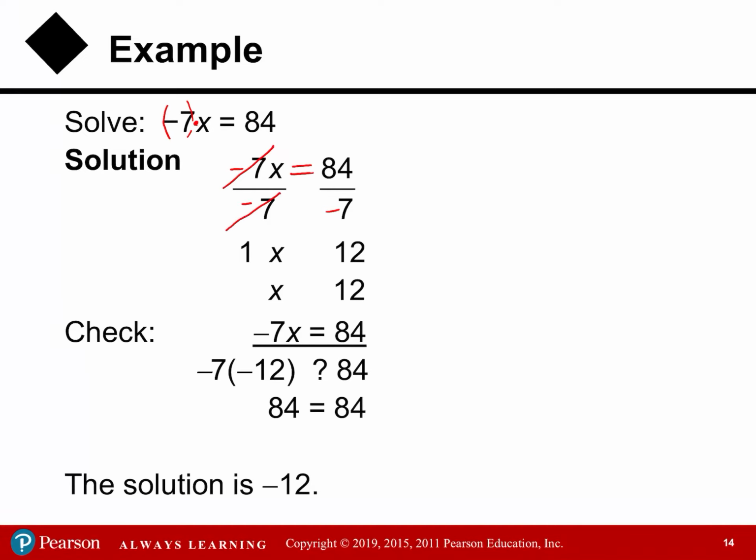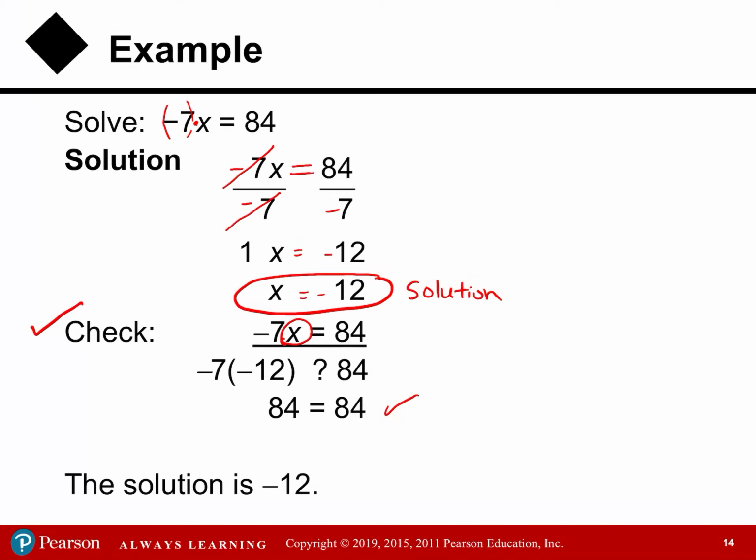-7 divided by -7 is 1. And 84 divided by -7 will give us -12. So I have x is equal to -12. That is our answer. That's our solution. So we're left to ask, is it true? Let's go ahead and check it. So we have 7x equals 84. Let's replace x with a -12. And yes, it holds true.